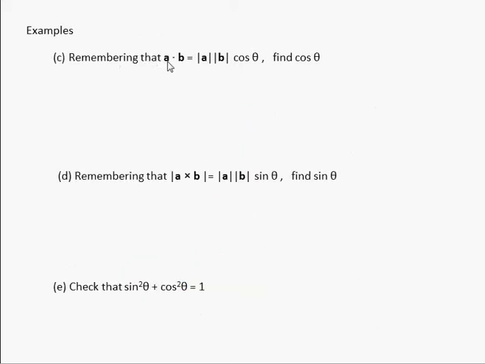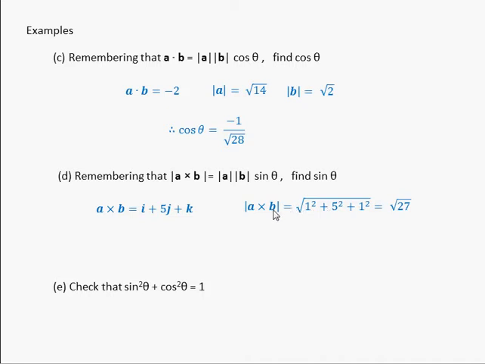Okay, remembering that A dot B is magnitude of A times magnitude of B cos theta, find cos theta. Well, we know A dot B is -2, we just worked that out. We know the magnitude of A and the magnitude of B. So cos theta is just going to be this divided by this. Remembering that A cross B is magnitude of A, magnitude of B sine theta, find sine theta. Well, that's A cross B, that's our magnitude of A cross B. So sine theta is just going to be that divided by what we had up here.